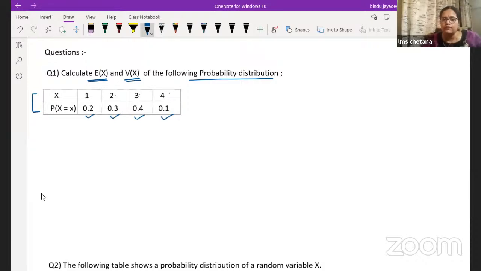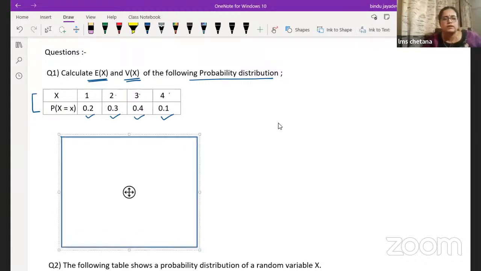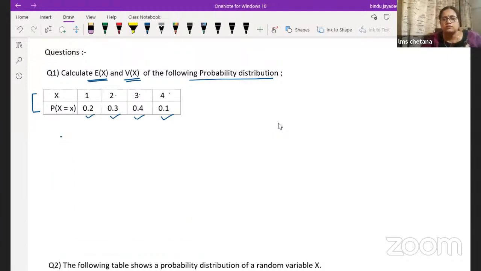Clear? Now, for finding E of X, first make this table. Well, one second, I'll just take the table. Just draw a table.